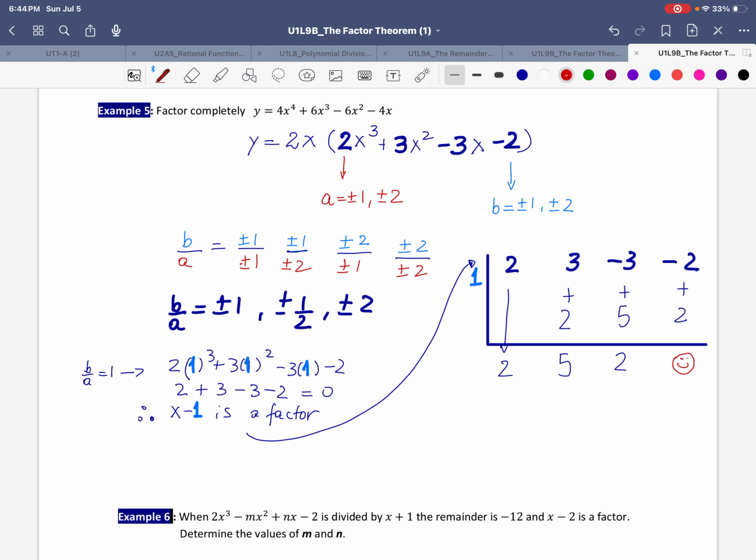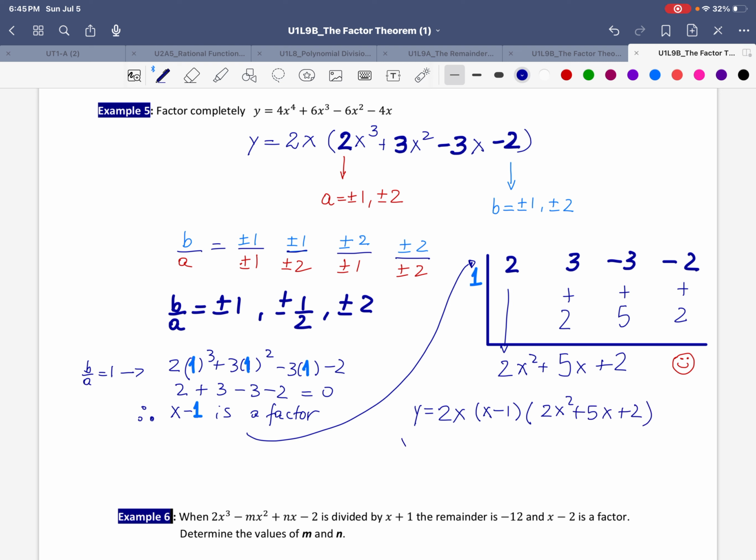As promised, the remainder is 0. So that means that the quotient here would be 2x^2 plus 5x plus 2. And the factors of this polynomial so far are y equals 2x. We already got this one in the first step. We just got x minus 1 and the quotient as well, which is 2x^2 plus 5x plus 2.